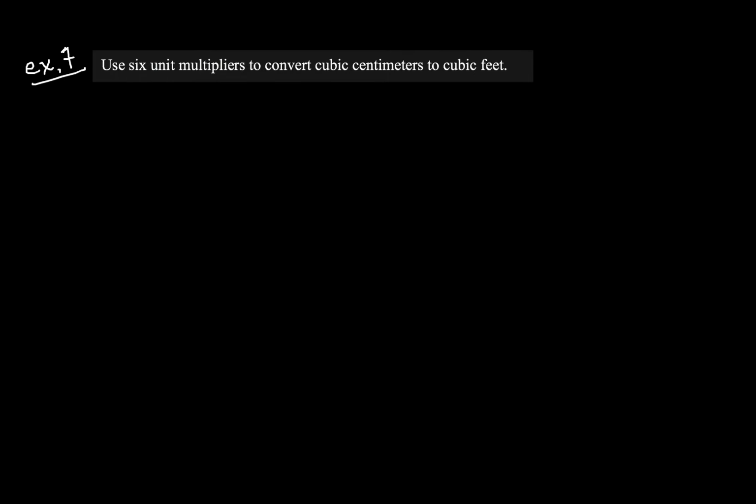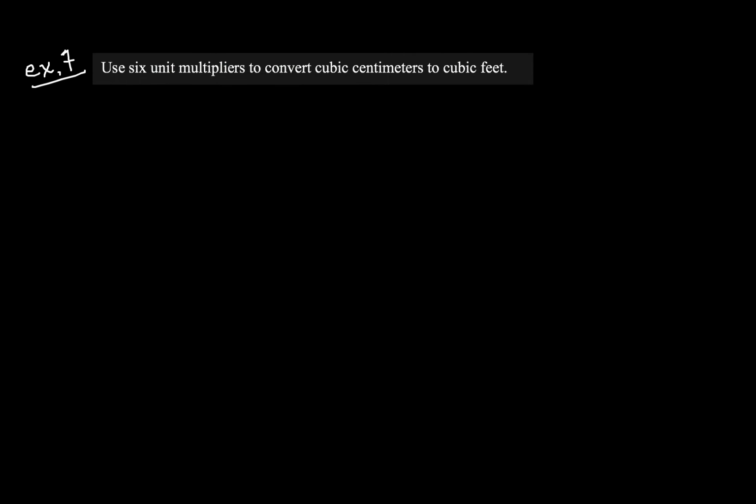Use 6 unit multipliers to convert cubic feet to cubic. I guess we have to have a number here: 800 cubic centimeters. So I forgot the number there. All right, so how do you write that? It's 800 centimeters cubed to feet.